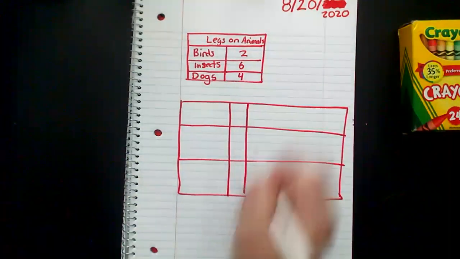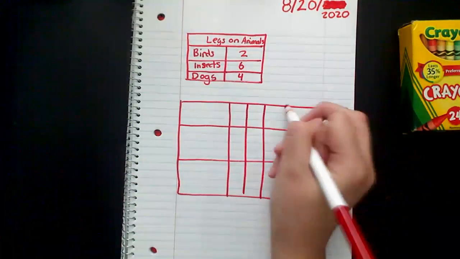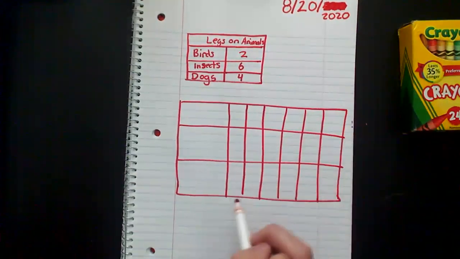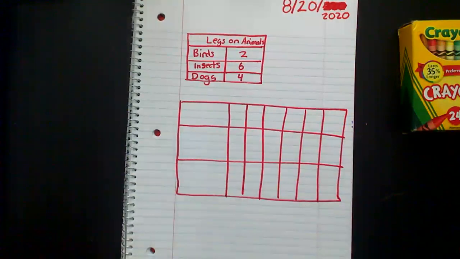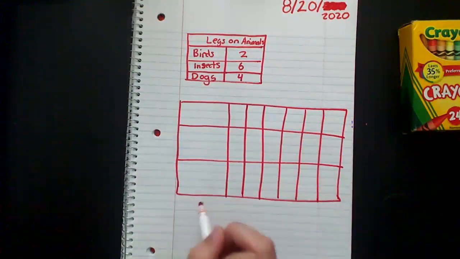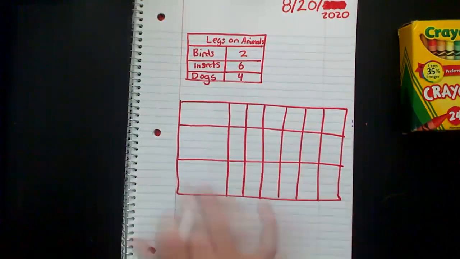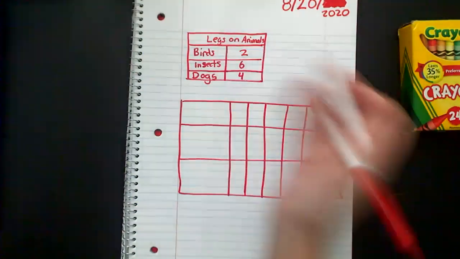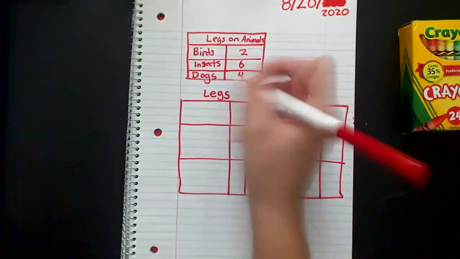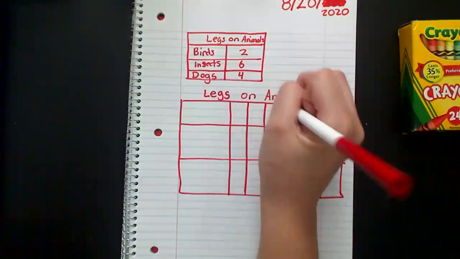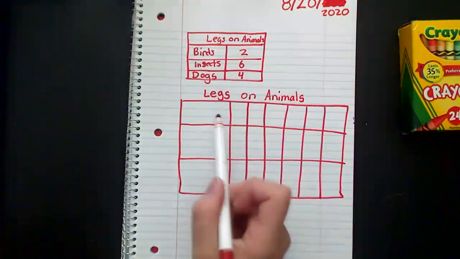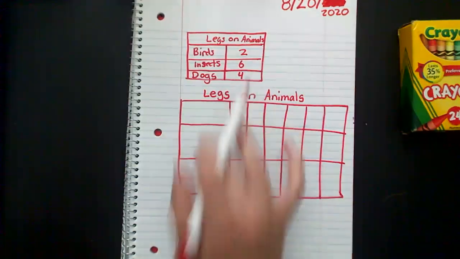So 1, 2, 3, 4, 5, 6. Okay, good. So now that your graph is set up, let's go ahead and start plugging in some more information for our graph. Now, graphs usually have a title on them, so please write your title. Your title for your table is the same as your title for your graph, so legs on animals. Okay. So now let's go ahead and plug in our titles, so the types of animals.